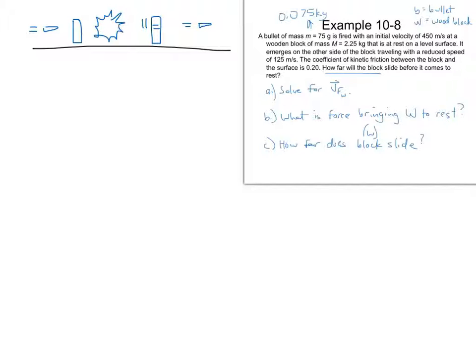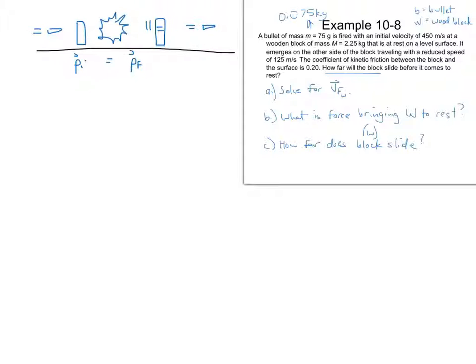Well, the guiding principle behind solving for this is the idea that momentum is conserved. All the momentum initial equals all the momentum final. So we can say that the initial momentum of the bullet plus the initial momentum of the block is going to equal the final momentum of the block plus the final momentum of the bullet.